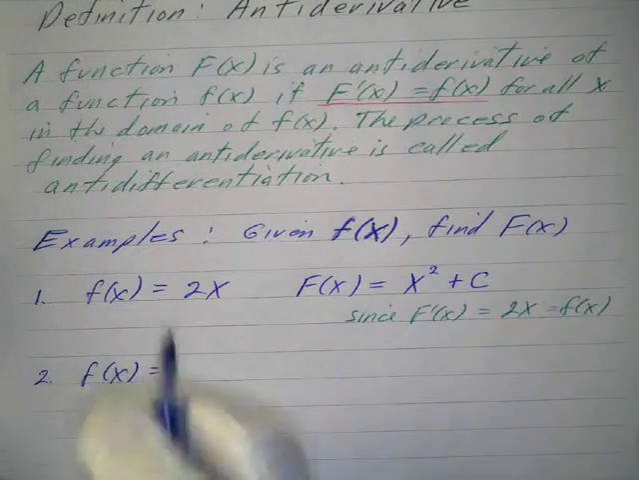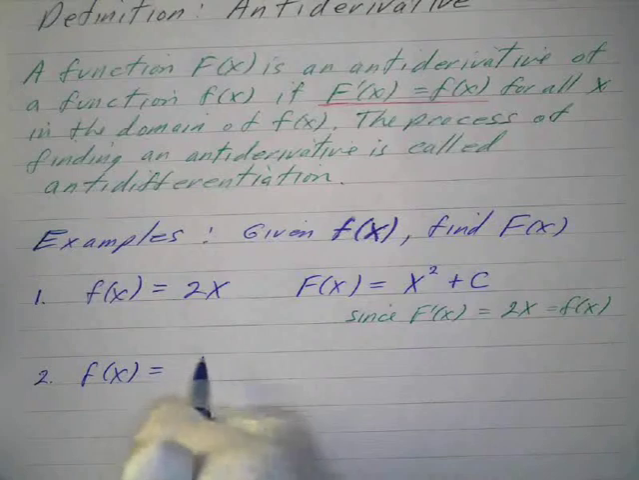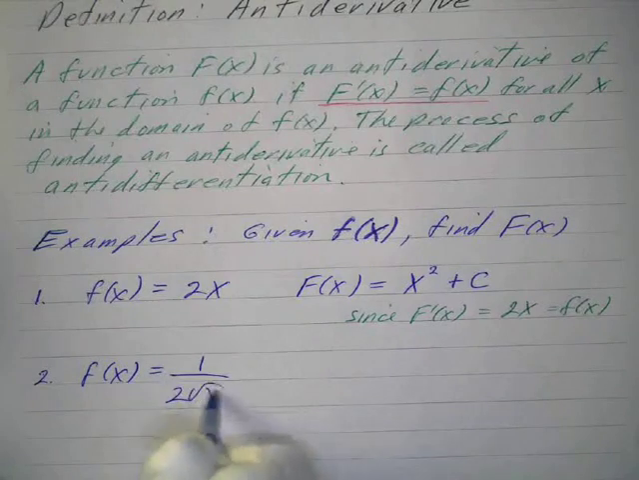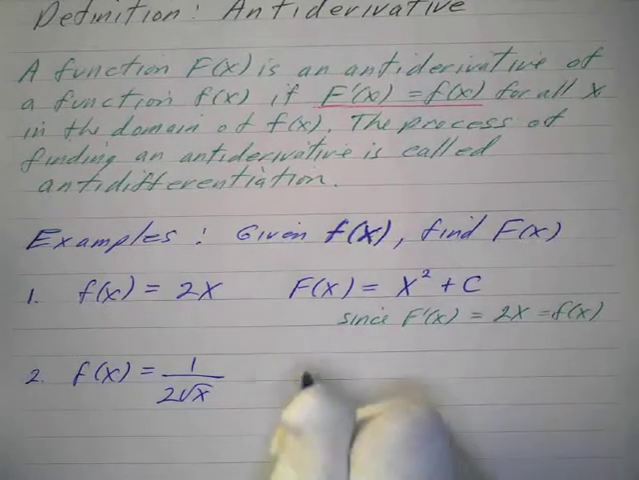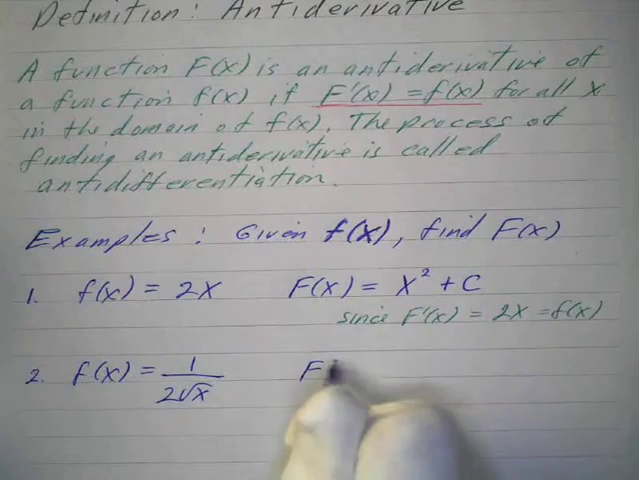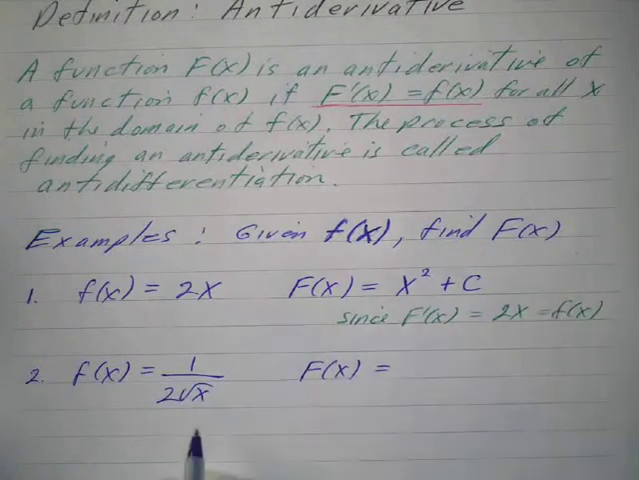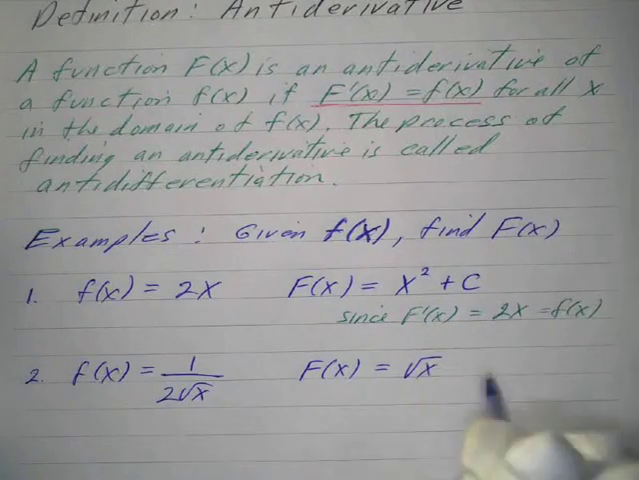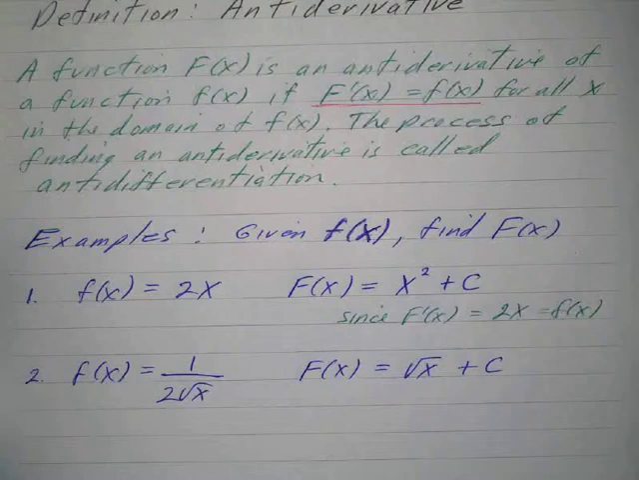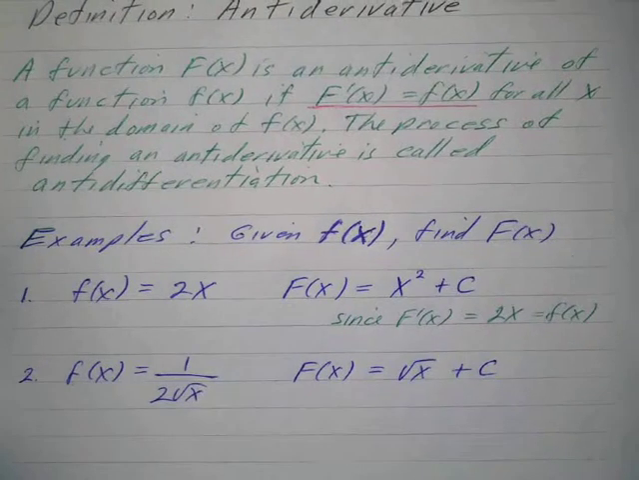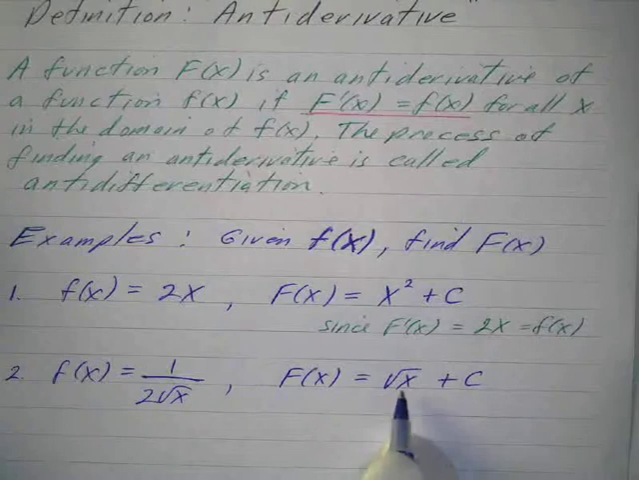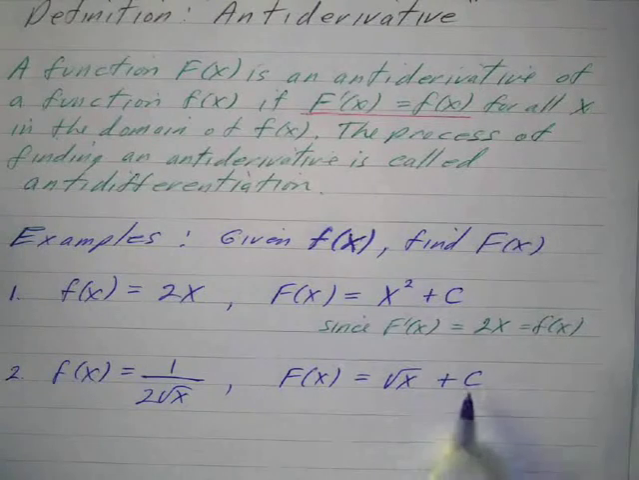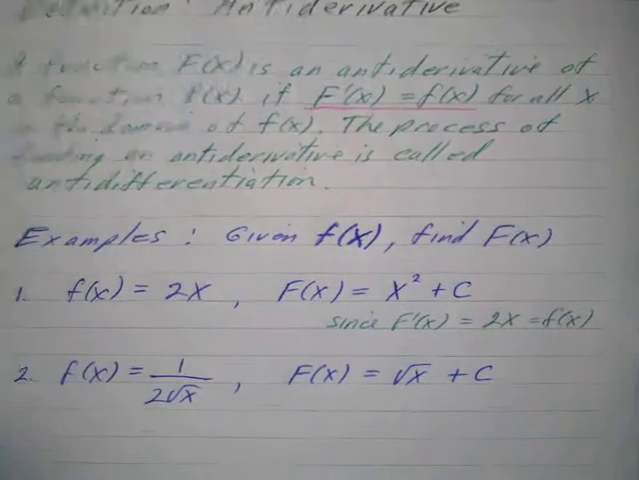f of x equals 1 over 2 times the square root of x. Well, this looks familiar, right? So what function, when we take its derivative, do we get 1 over 2 times the square root of x? It looks like that would be the square root of x, but plus c. All right? So comma here, I guess. And if we take the derivative of that, what do we get? 1 over 2 times the square root of x, and the derivative of c is 0. So that works. You can always just check those.